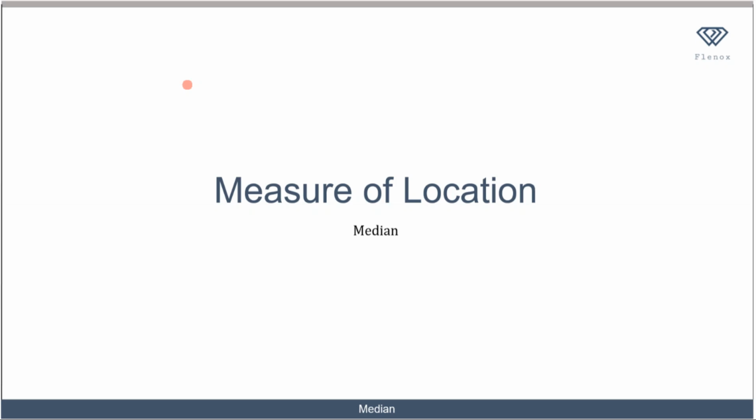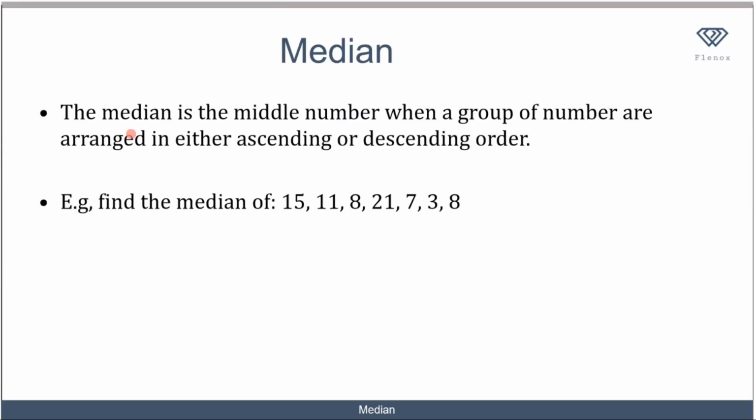Now let's look at the median. The median is the middle number when a group of numbers are arranged in either ascending or descending order. So in clear terms, the median is just the middle number. So let's look at this example.